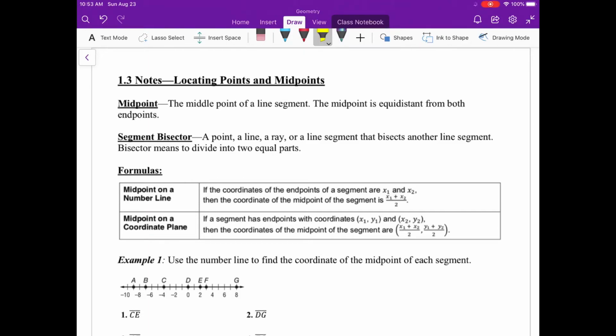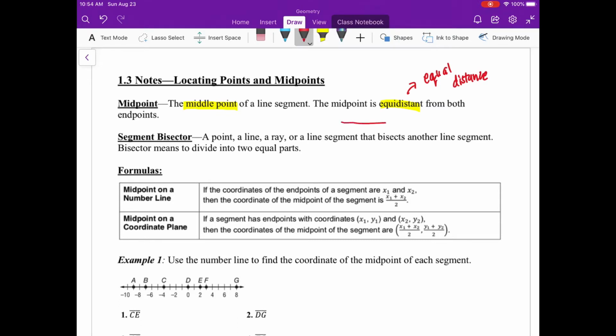Hi everyone, today we're going to be going over section 1.3, which talks about midpoints and segment bisectors. So the midpoint of a line segment is really just the middle point. And the middle point or the midpoint is going to be equidistant from both endpoints. Equidistant just means equal distance.